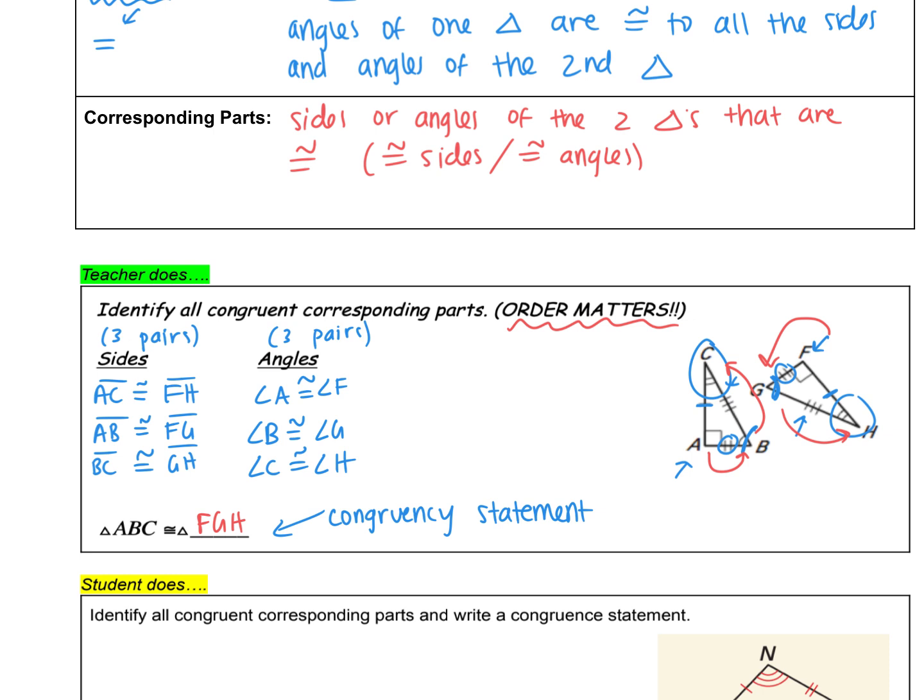And you'll notice that that tells us where it matches up with above. AC is congruent to FH. You see that up here. BC is congruent to GH. You see that up here. Angle B is congruent to angle G. So all of these corresponding parts are found within the congruency statement. Questions for me?